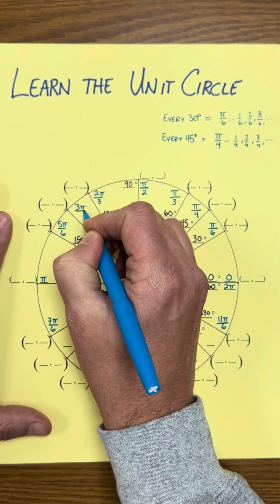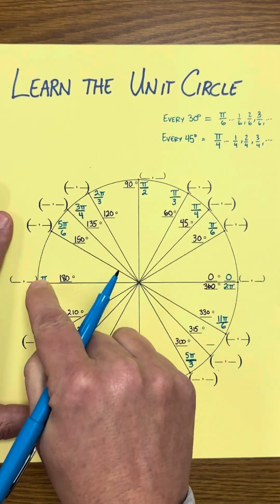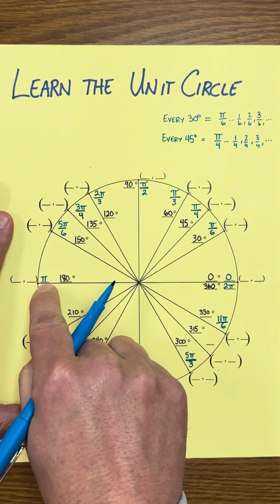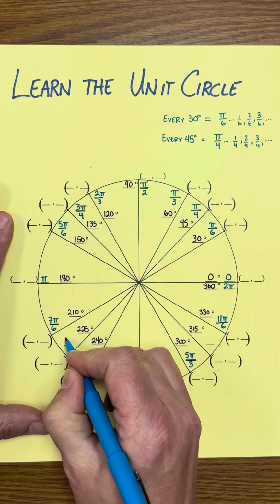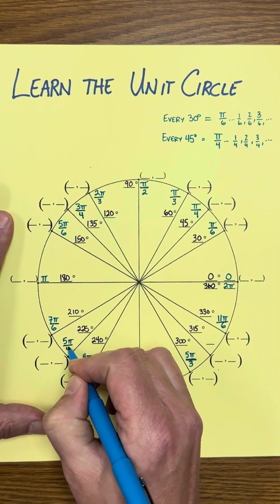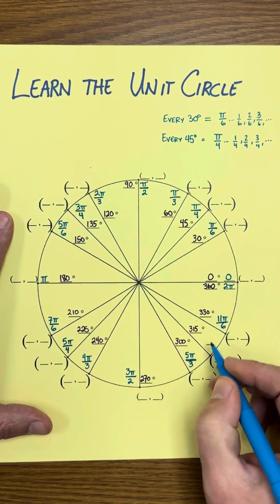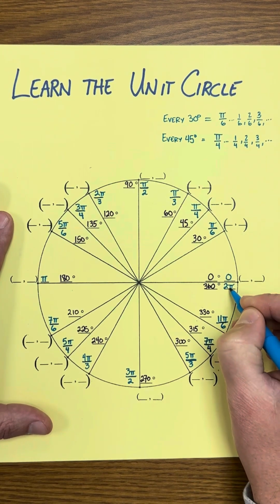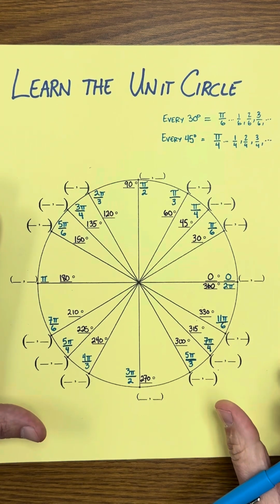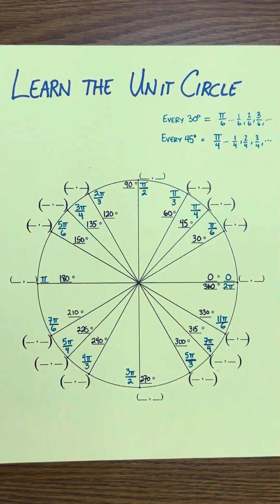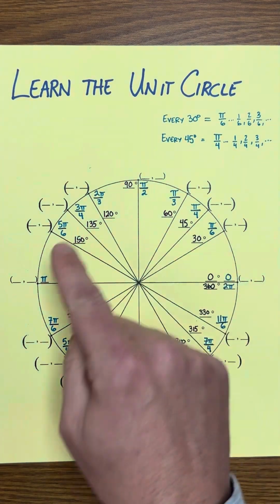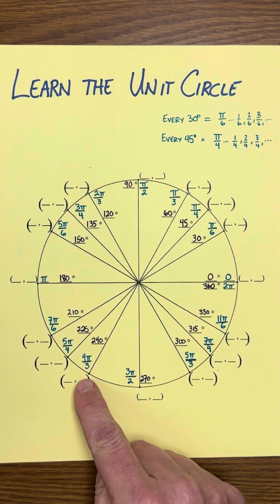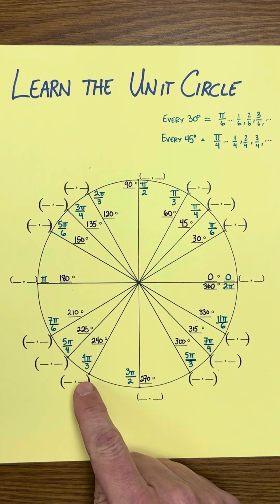After that, the next 45 is 4 over 4. The next 45 is 5 over 4. Next is 6 over 4, and then 7 over 4, and then 8 over 4, which is already reduced. All right, so there's all of our radians. So if your teacher asks you where is 4 pi over 3, you need to be able to very quickly figure out that that's at this spot, 240 degrees.